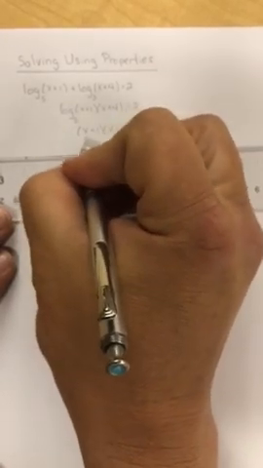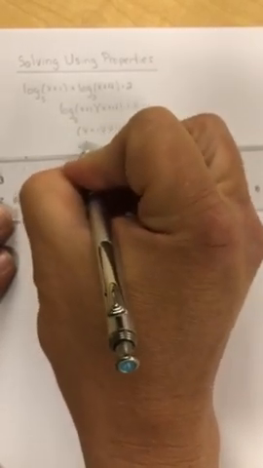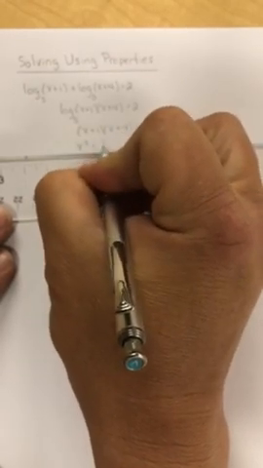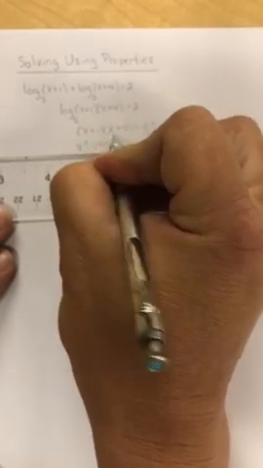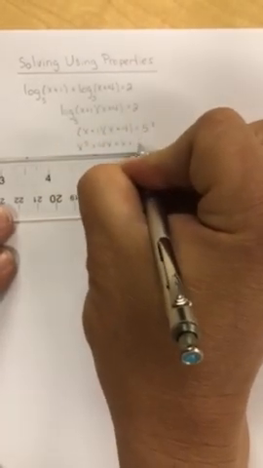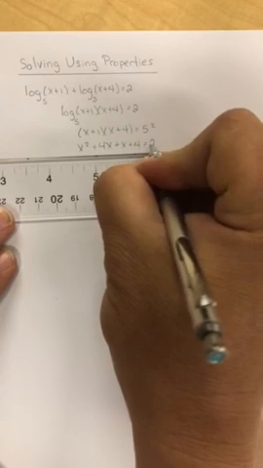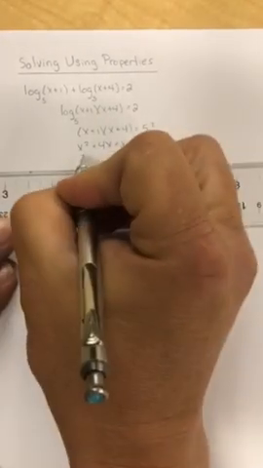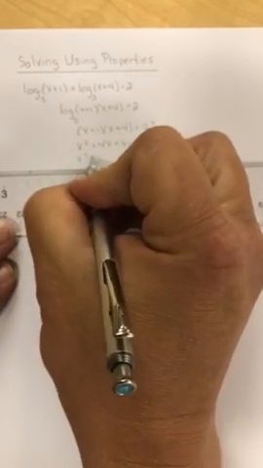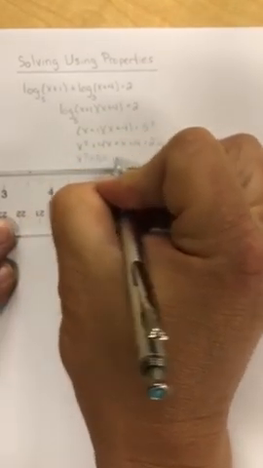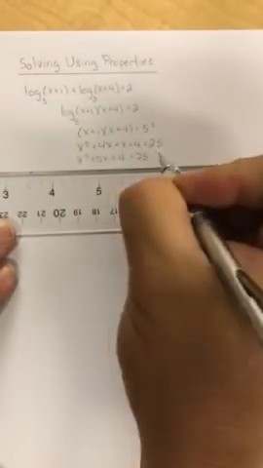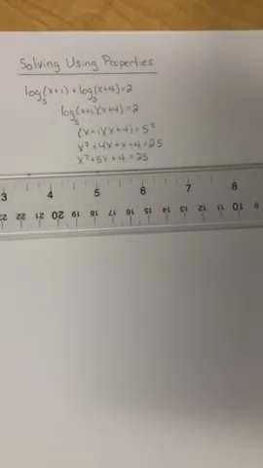Let's go ahead and multiply this out. x times x gives us x squared. x times 4 gives us 4x. 1 times x will be x, and then 1 times 4 will be 4, and then 5 squared is 25. Simplify it by combining like terms. Combine the two x's together to get 5x plus 4 equals 25. So now we have a quadratic equation.